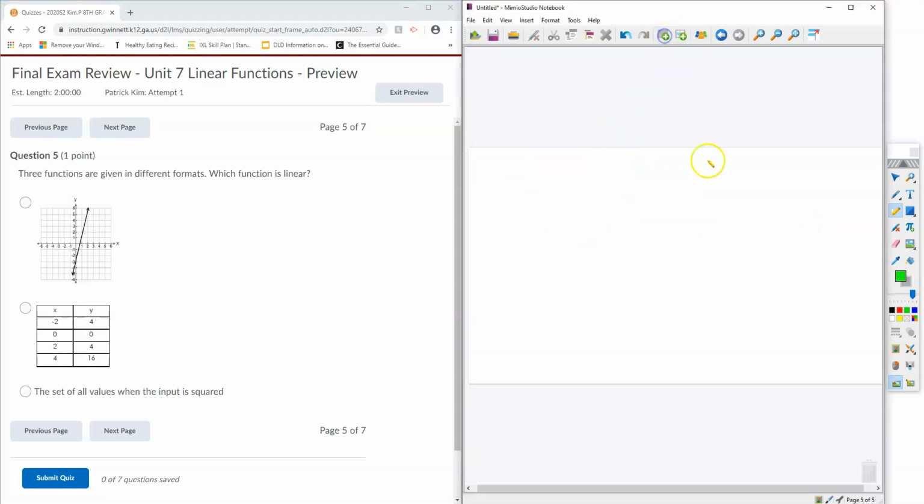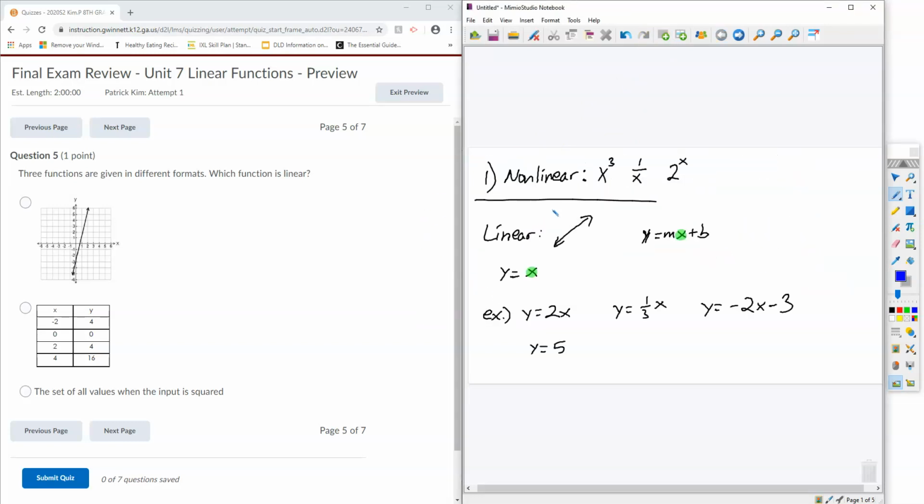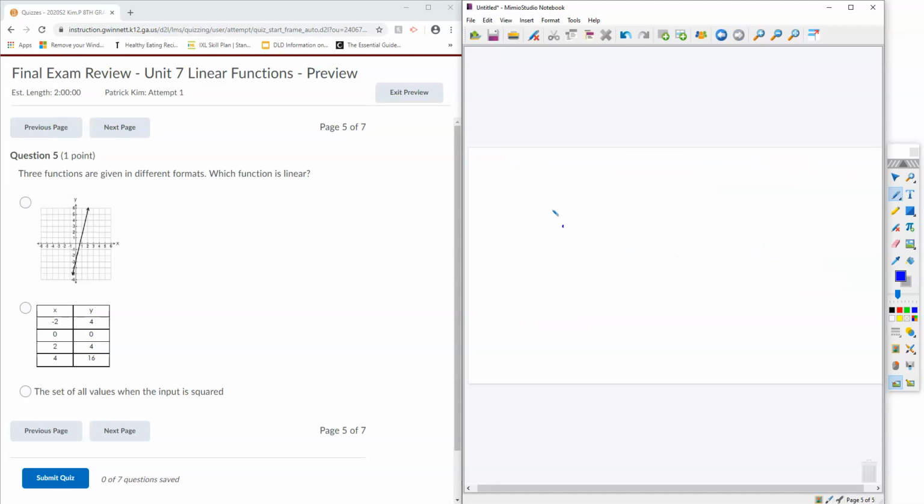Alright, number 5. So this kind of goes back to that first question we did. What is linear and what is not linear? Now, if you look, you can automatically tell which of these is linear just by looking at the graph. But let's make sure that this table isn't.